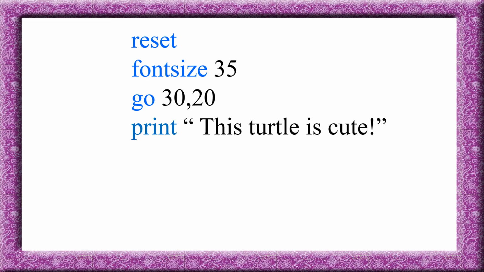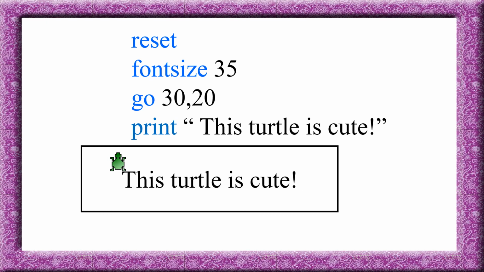Let us see the example through the image. Now the turtle moves from the top left corner 30 steps to the right and 20 steps down on the canvas, and it writes the text at the position of the turtle horizontally on the canvas. The text is shown horizontally.